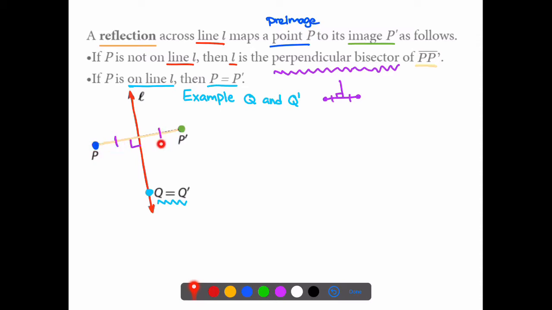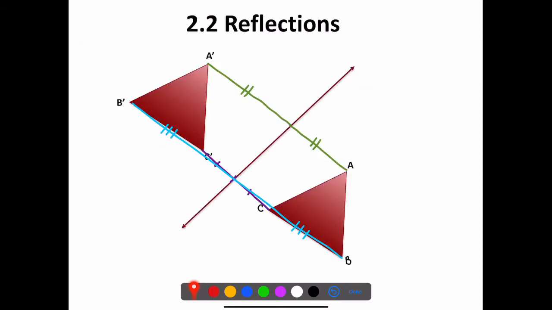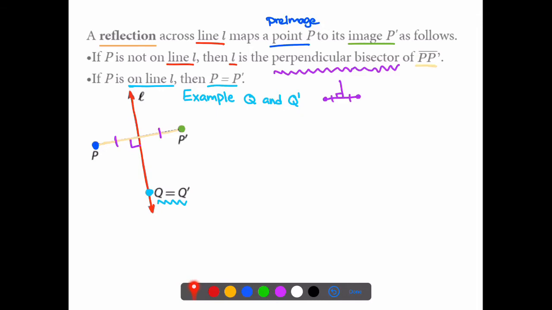Now that will be the same for everything, and if I look back on that figure that we were working on earlier, this one right over here, it cuts it into two equal pieces, as we can see, and that equal piece will be at 90 degrees. So this line here is a perpendicular bisector. If P is not on the line, again, line L becomes our perpendicular bisector. If P is on the line, then P equals P prime.